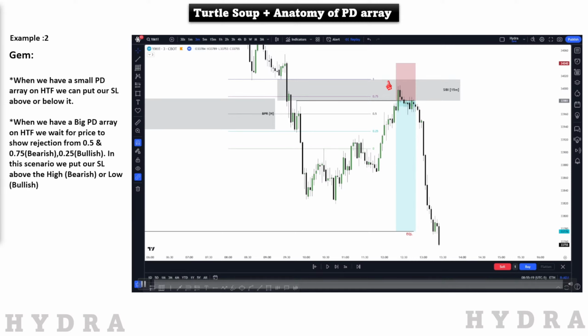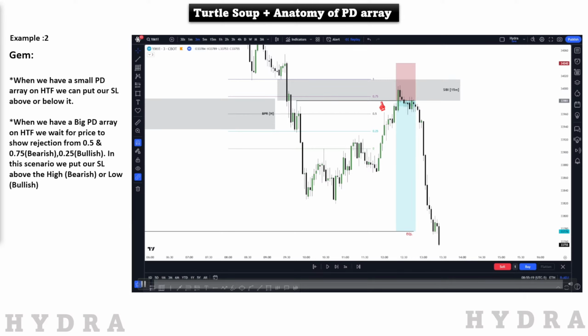So I hope you guys understood what I was presenting here, right? We are following all of our rules, folks. When we have a big PDA on higher time frame, we wait for price to reject from where? 0.5, midway in the upper quadrant. When we have a smaller PDA on higher time frame, we expect a rejection from where? The low, the lower quadrant and the midway of the fair value gap.